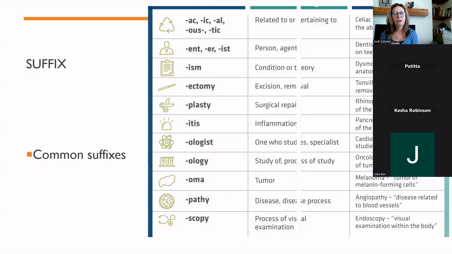And be careful about labeling your clients. They may have a condition, but that does not define them.